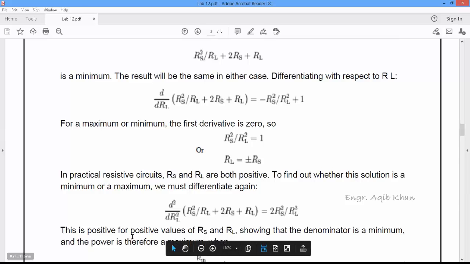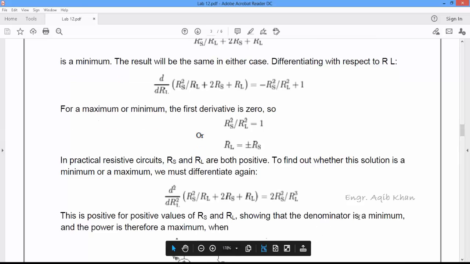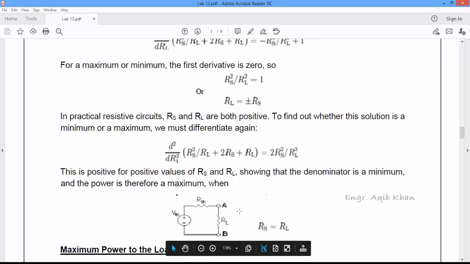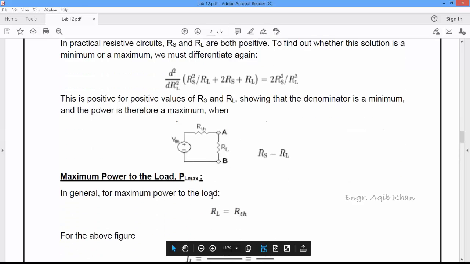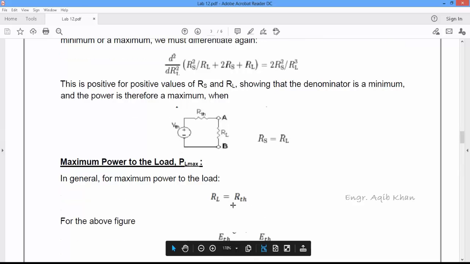This is positive for positive values of Rs and RL, showing that the denominator is a minimum and the power is therefore a maximum when Rs is equal to RL. Then maximum power to the load, PL max. In general, for maximum power to the load, RL is equal to R Thevenin.